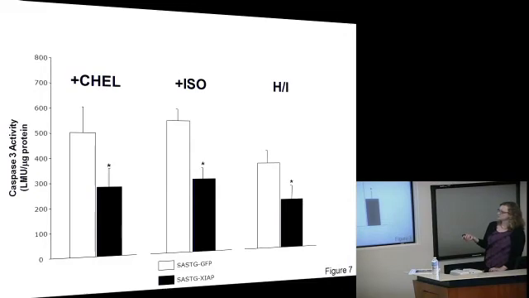And the cells were infected or transduced with either a viral vector that expresses GFP or green fluorescent protein, or the viral vector that expresses this XIAP protein. And what we found was, upon induction of apoptosis by chelerythrine, isoproterenol, or hypoxia ischemia, we were able to demonstrate that overexpression of XIAP is cardioprotective. So these studies are enabling us to go forward to further develop XIAP as a potential therapeutic.